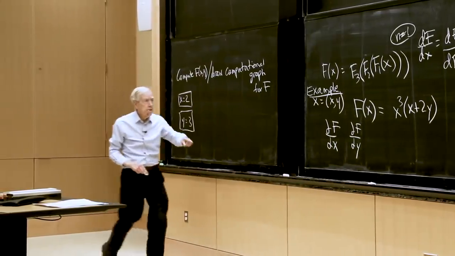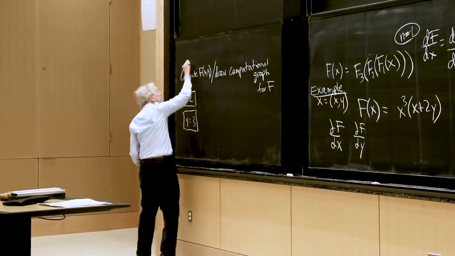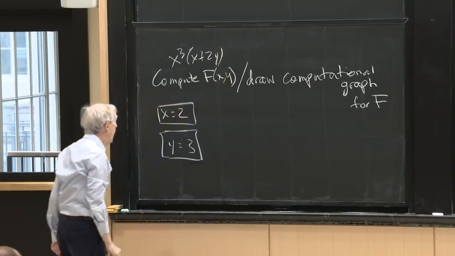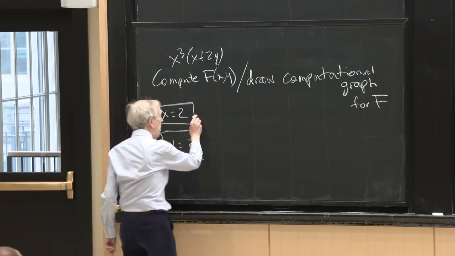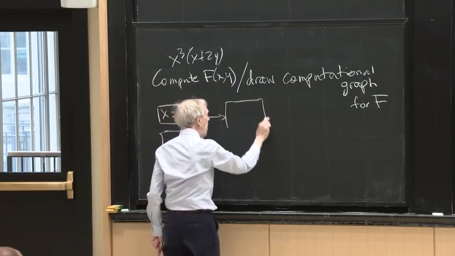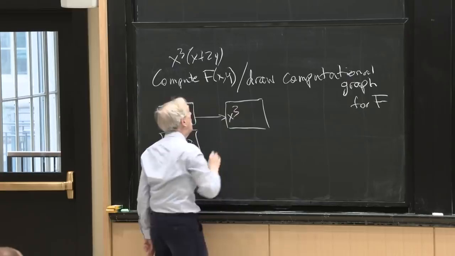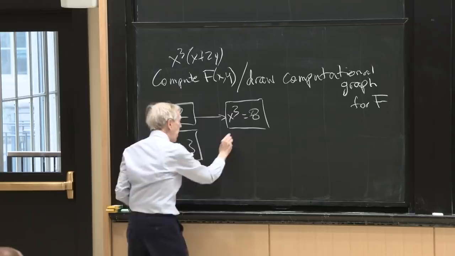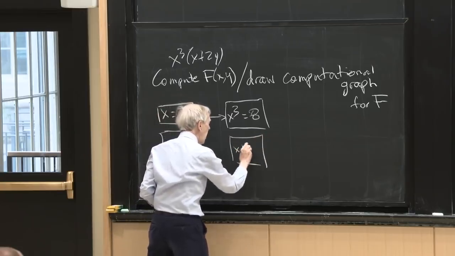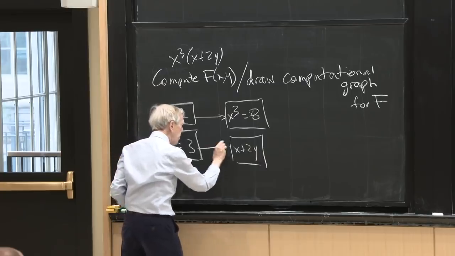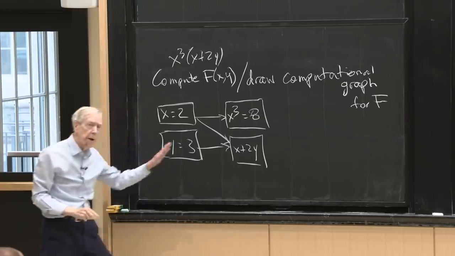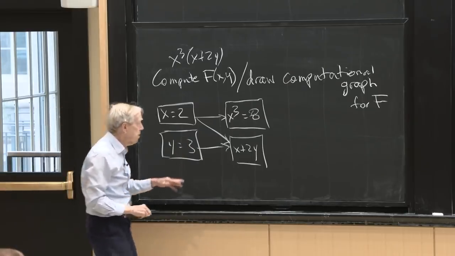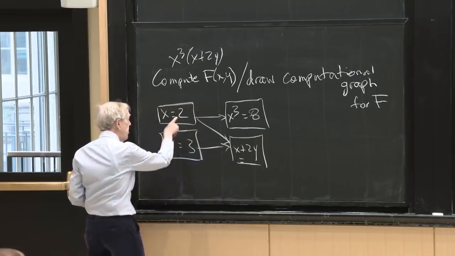So again, it's x cubed times x plus 2y. So I think the first step will be to find x cubed, that factor, which will be 8. And we have to find the other factor, x plus 2y. That uses y and x. So it's a directed graph. I'm going forward with this computation. So x plus 2y equals whatever it is, 2 and 6.